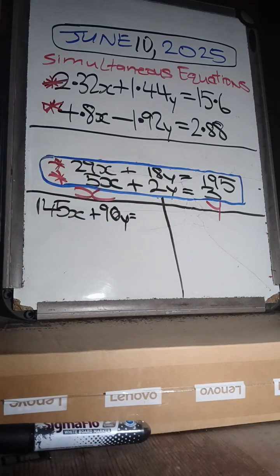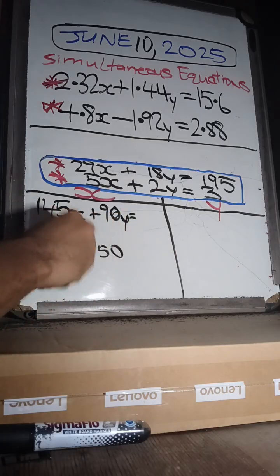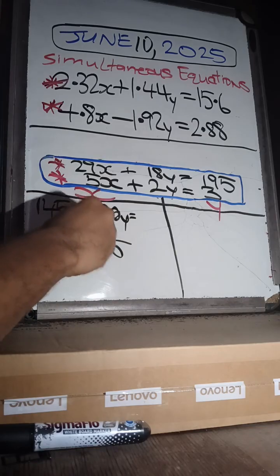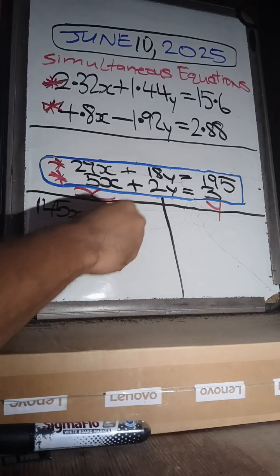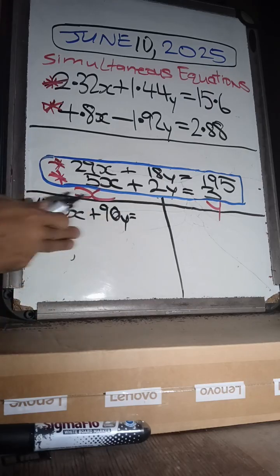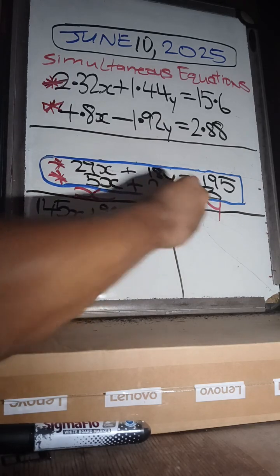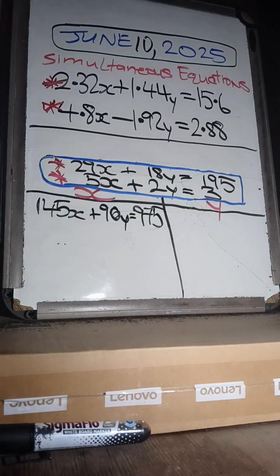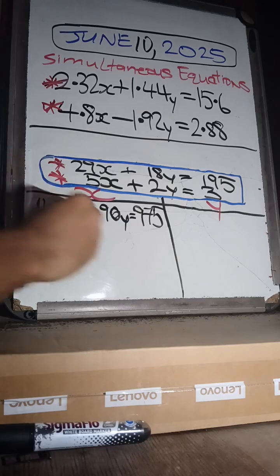And then 18, 1, 7, so 975. Okay. Alright, then now we multiply down here by the 29. So this will obviously be the same 145. 29 times 2, that's 58.